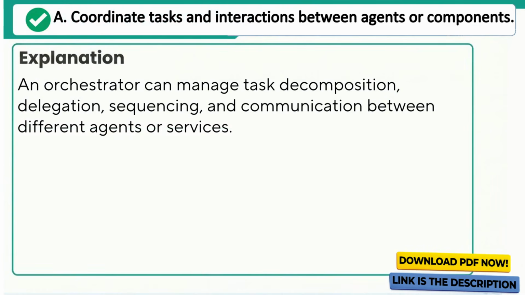Correct answer. A. Coordinate tasks and interactions between agents or components. Explanation. An orchestrator can manage task decomposition, delegation, sequencing, and communication between different agents or services.